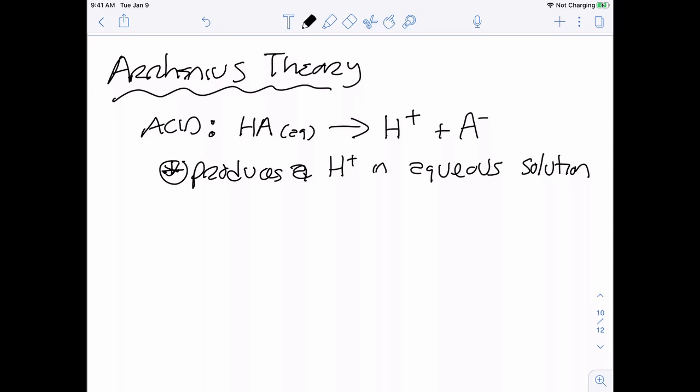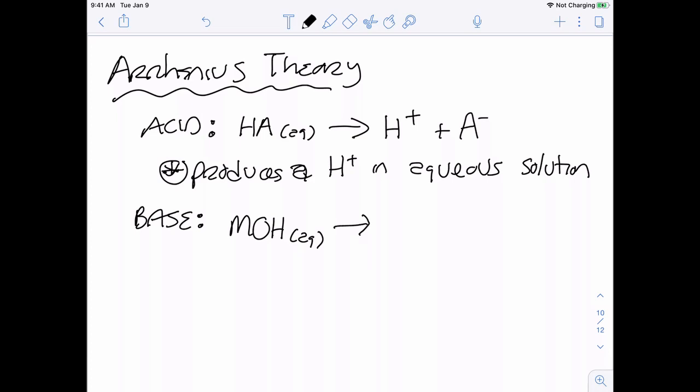in aqueous solution. Our base is going to be something that when we put it in water, we're going to produce a hydroxide ion. And I'm going to use M for some sort of metal cation. And then if I'm going to dissociate to produce a hydroxide ion, I actually have to have a hydroxide ion. So according to this theory, all of our bases are going to have hydroxide in them, which is why this is a really limited theory.